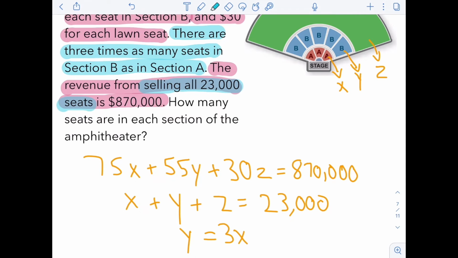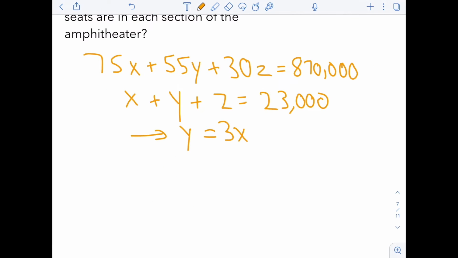So now we need to figure out how many seats are in each section of the amphitheater. So we need to figure out X, Y, and Z. How many seats are in section A, how many seats are in section B, and how many lawn seats are there. We have one equation in here that has only 2 variables. It doesn't have the variable Z in there. So what we need to do is, with these 2 equations right here, we need to cancel out Z. So we'll be left with 2 equations with 2 variables, and we can solve from there. So I want to get rid of Z.